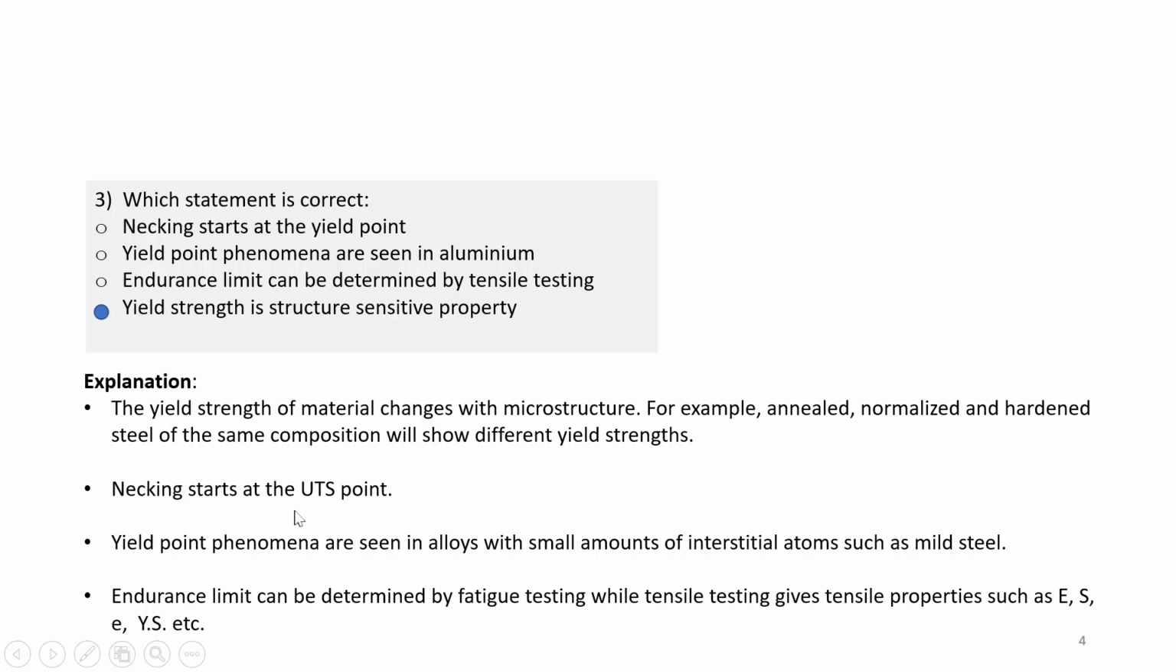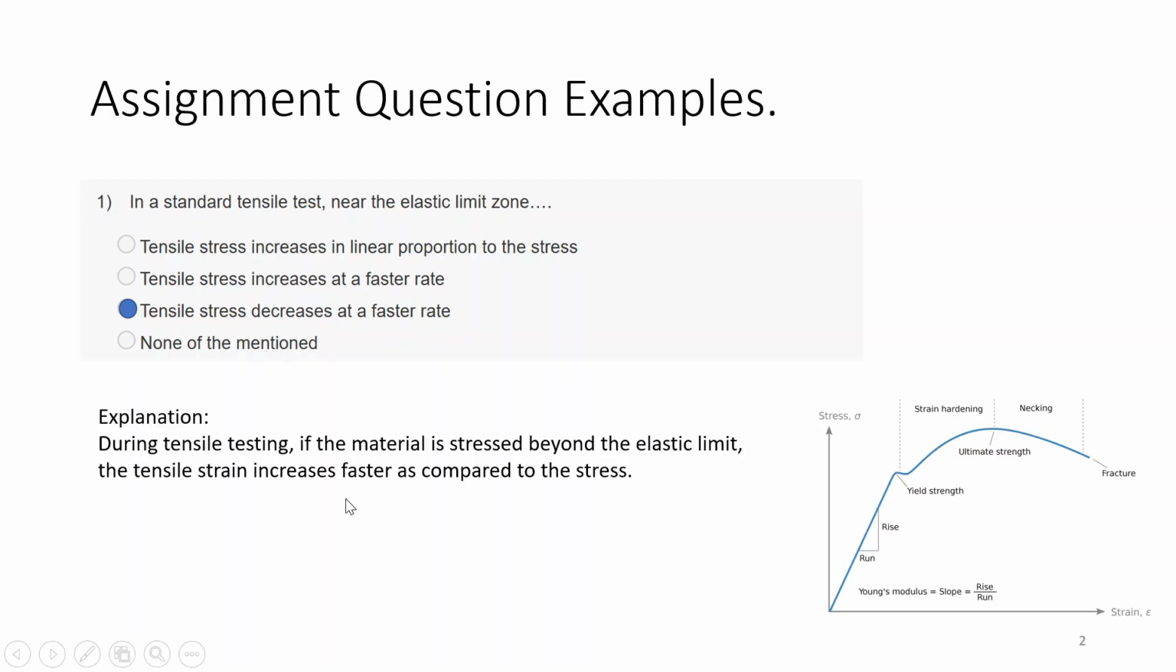Next is, necking starts at the ultimate tensile strength point. So as we saw in the previous question, at this point necking will start. Necking means your material will have an uneven cross section.